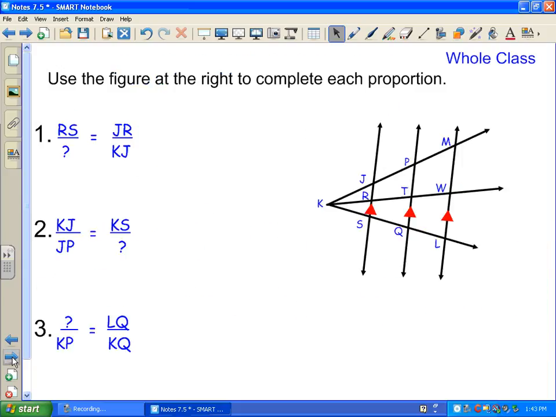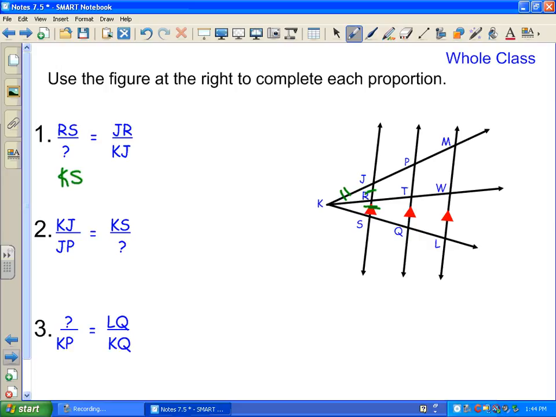So in this last picture, they're asking you to do this with letters. So this is kind of like what we did before, where you look at the picture and try to find something in the same position. So RS and JR, that's these two segments. So we're looking at the different segments that have been cut up. This is KJ. KJ is this one. So what is the one on the opposite side of the picture? That's right. It'll be KS.